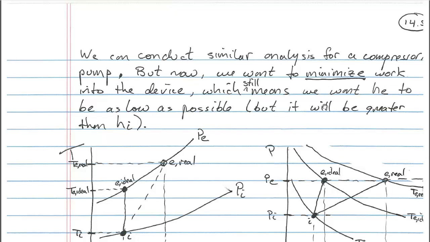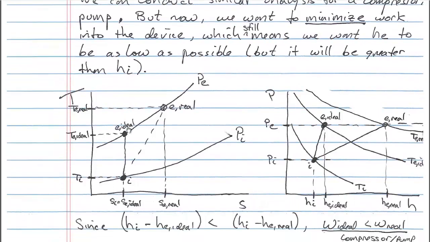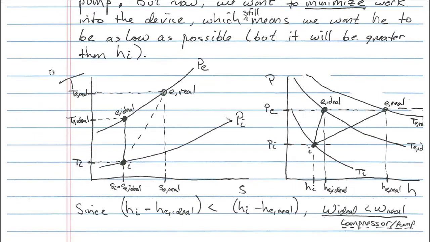Okay, but of course, because we're putting work into the system, the exit state will be higher than the inlet state. So what the second law tells us is how close to the inlet state the exit state can be while still transferring work into the system. Okay, so we can again do our TS and pH diagrams, and they basically look as follows.